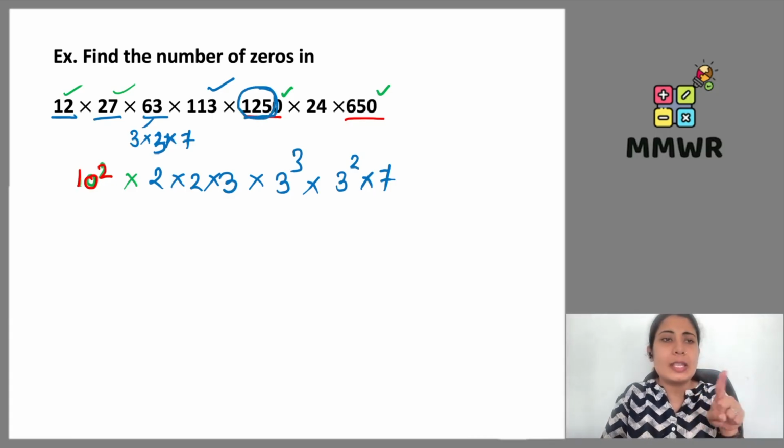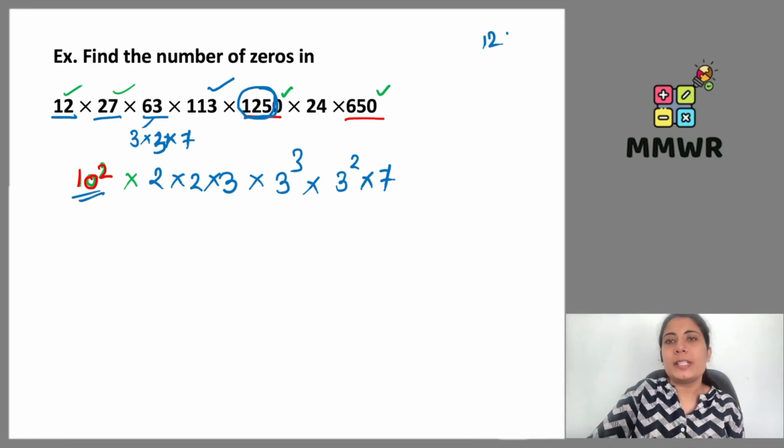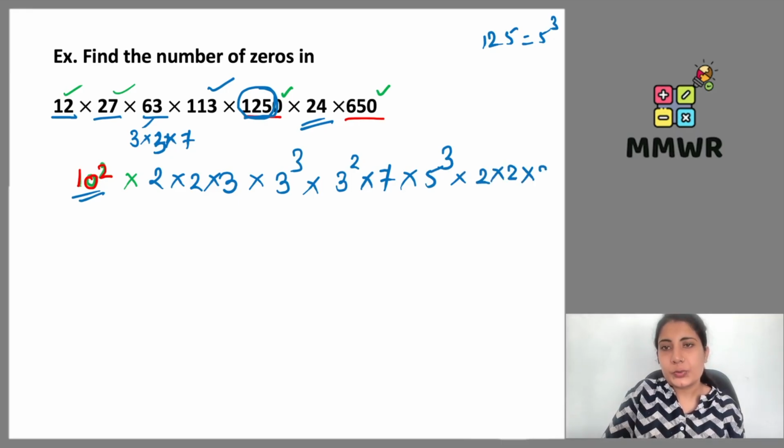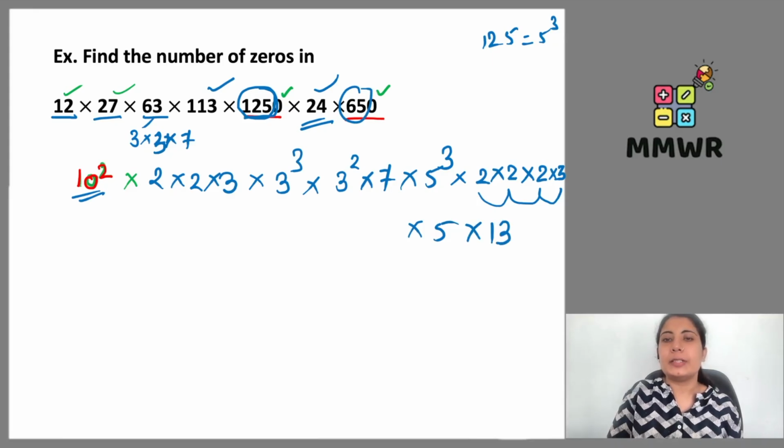Then 125, because this 0 I have already mentioned in the beginning. So now 125, which is 5 cube. So 5 to the power 3. This 24, 2 2s are 4, 4 2s are 8, 8 3s are 24. I am again going back to 24. 65 is 5 multiplied by 13.